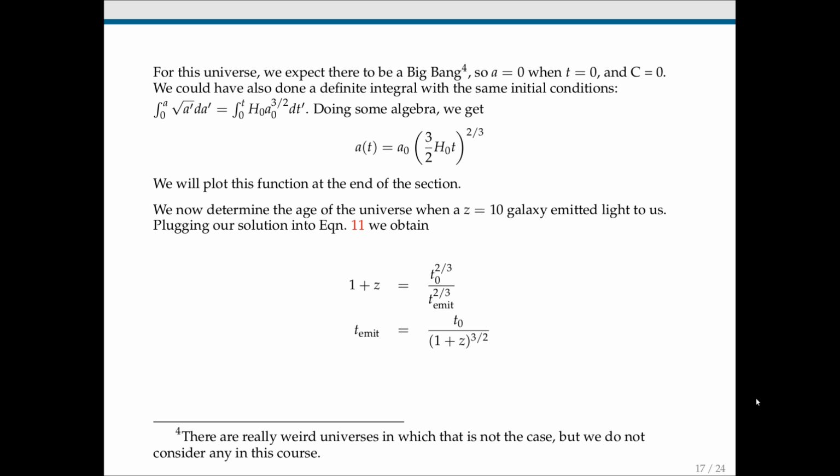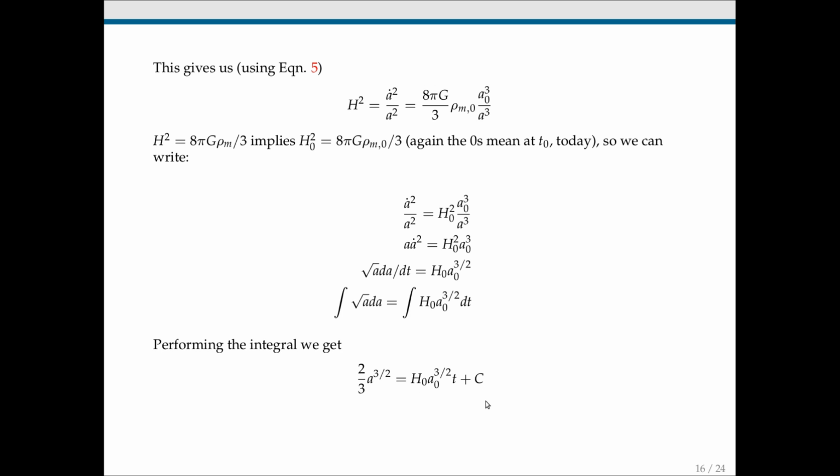Now, for this universe, we expect there to be a Big Bang. There's a couple of universes out there that don't have them, but we don't consider them in this course. So that means that when t is equal to 0, a is equal to 0, and so this constant that we get out here is equal to 0.